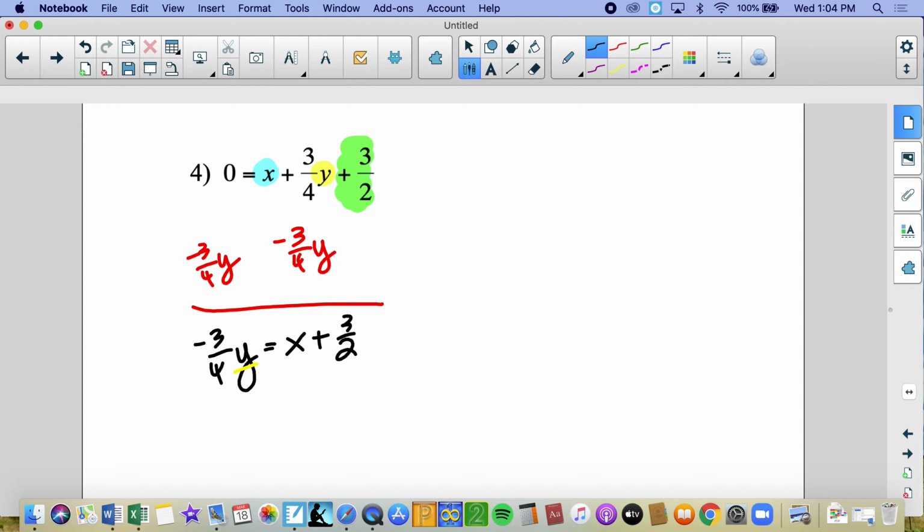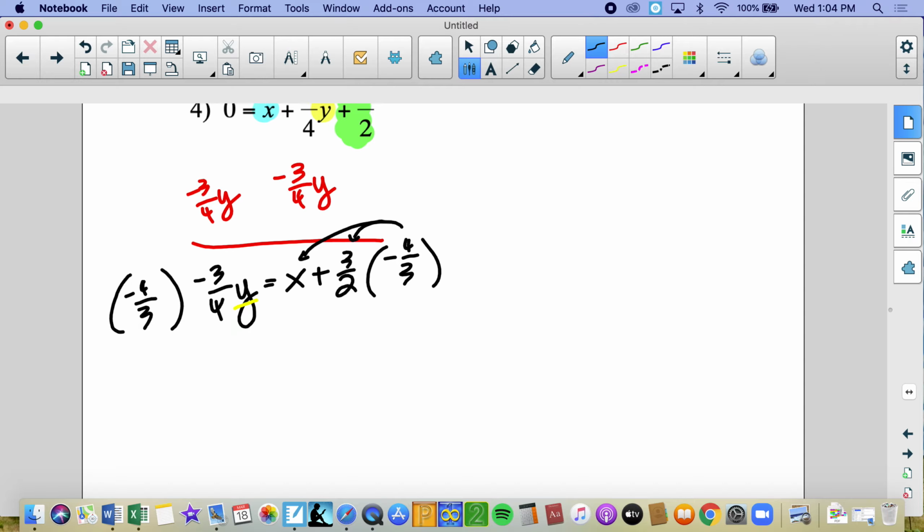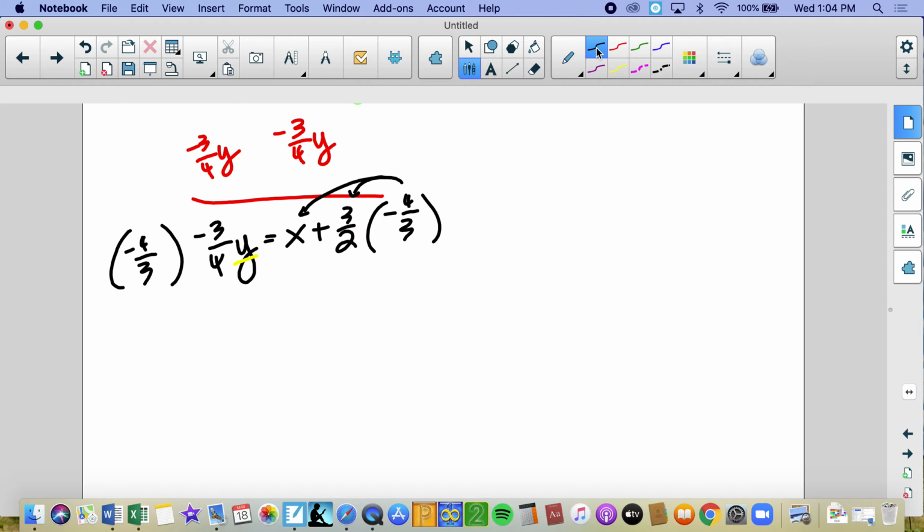It's also the inverse of multiplying is multiplying by the reciprocal. So the reciprocal of negative 3/4 is negative 4/3. So I'm going to do that to both sides. And what I have to remember is I have to multiply it to x, and I have to multiply it to 3/2. So this is probably the most challenging problem today on this work that we're going to do.